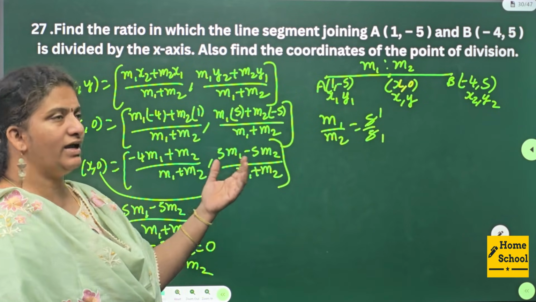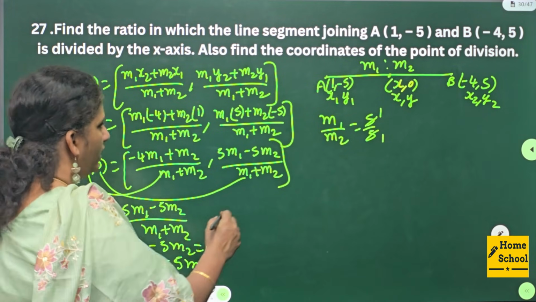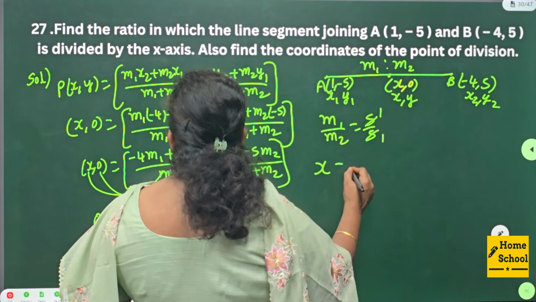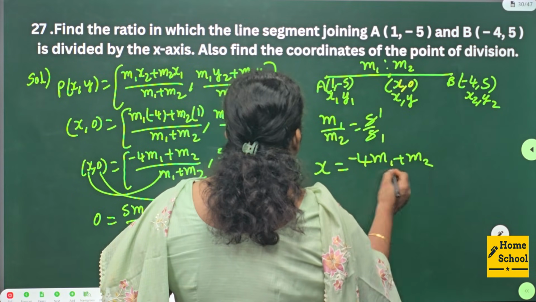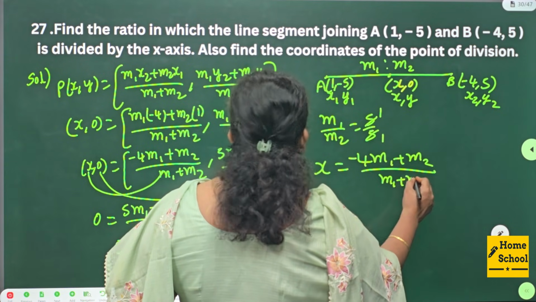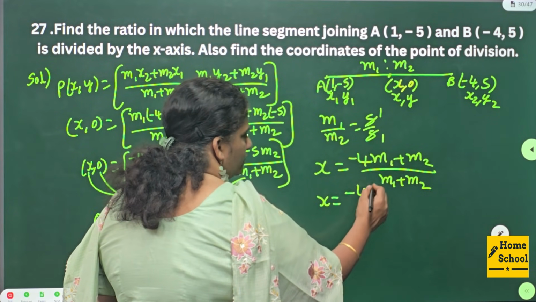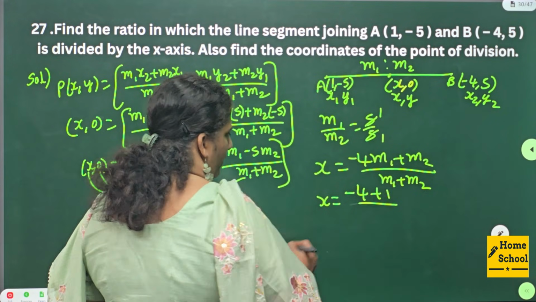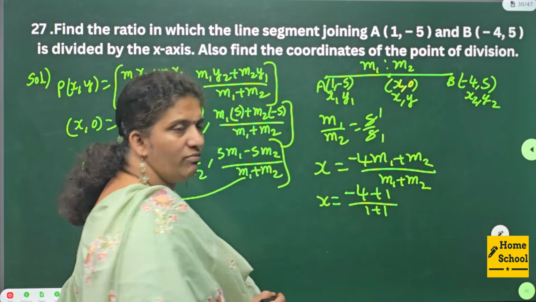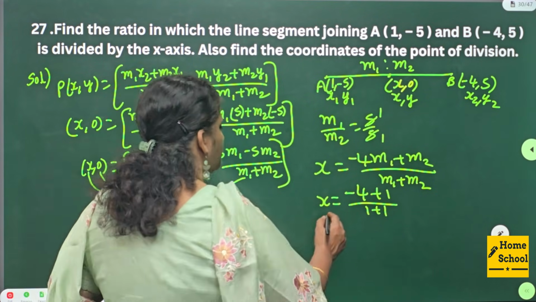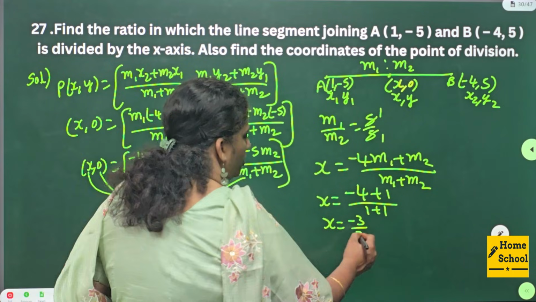So if you want to find the x value, now you equate these two and substitute the m1, m2 values here. First I am taking it as it is, later I am going to substitute. Now x is equal to (minus 4 into 1 is minus 4, plus 1) by (1 plus 1). We know m1 is to m2 is 1:1, right? So I am substituting that. x equal to minus 4 plus 1 is minus 3 by 2.